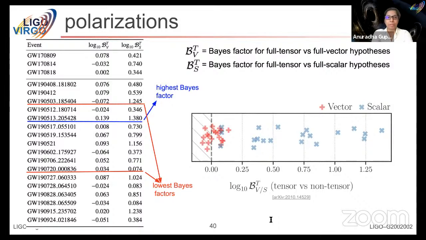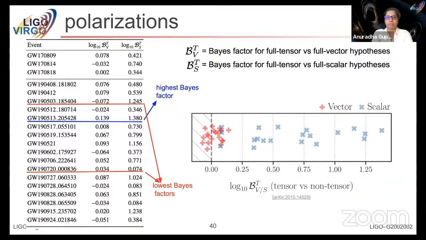So we are computing the Bayes factor for the 2 hypotheses. The first one is BTV for the full tensor versus full vector hypothesis, and the other one is BTS for the full tensor versus full scalar hypothesis. On the left, we are showing the log base 10 Bayes factor for all the events. I have also listed the events with the highest and lowest Bayes factors. But in general, the Bayes factors are very small for all the events, which suggests that none of the non-GR hypotheses are preferred with high significance. On the right, we are showing the distribution of the Bayes factor for the two hypotheses.